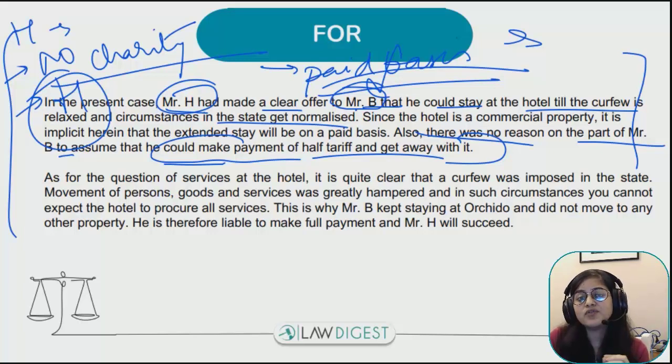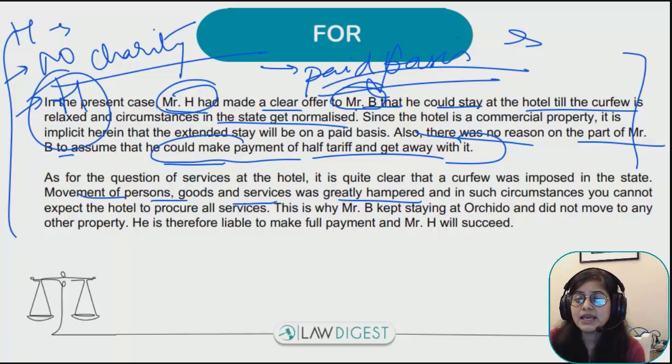Further, as for the question of services are concerned, here we were talking about tariff. Now for the services, it is clear that a curfew situation is existing in the state. Movement of persons, goods and services gets greatly hampered in such situations. It might not be possible for the hotel to procure bath accessories or towels. This place may be located at a remote location, and it might not have been possible to go outside because the shops are obviously closed. Now these situations are not given. However, you have to apply your brains.